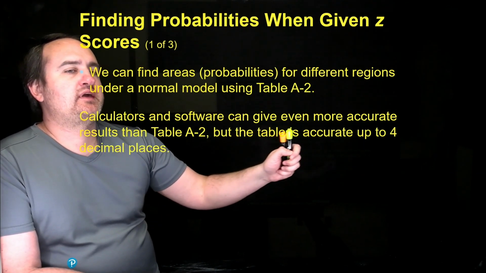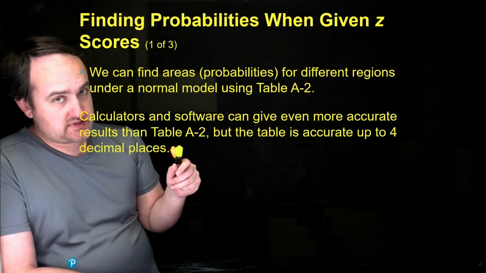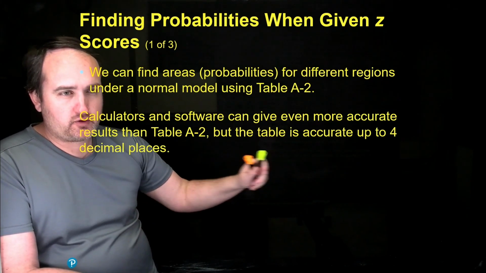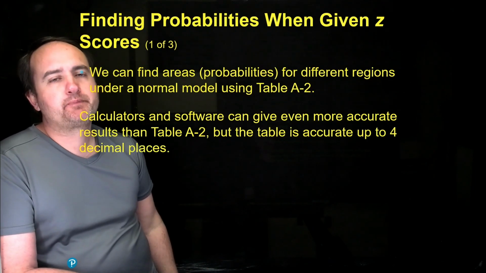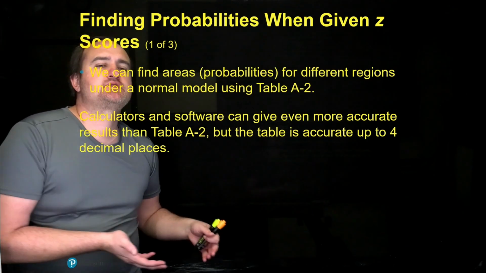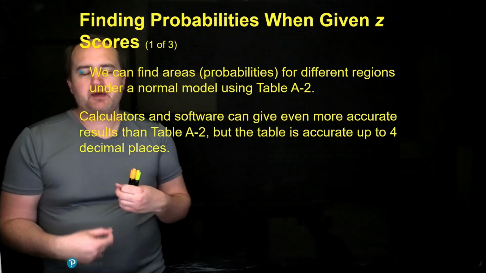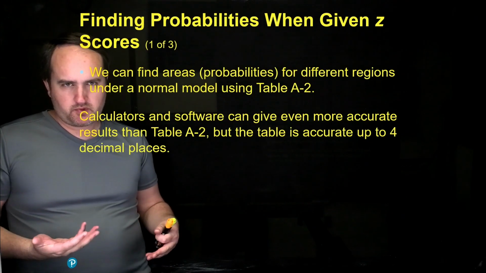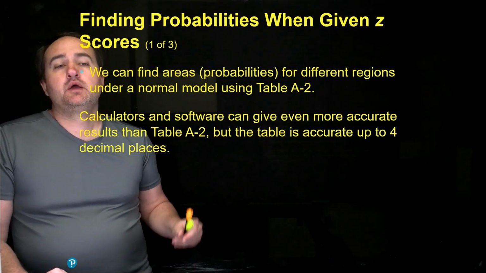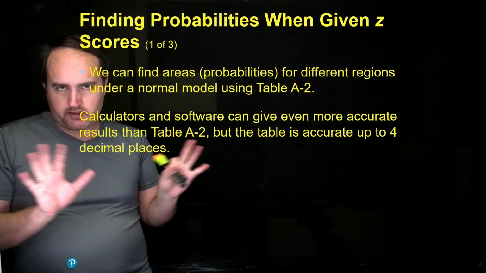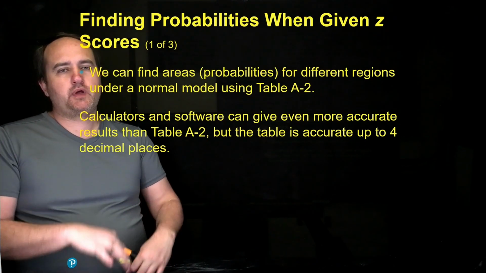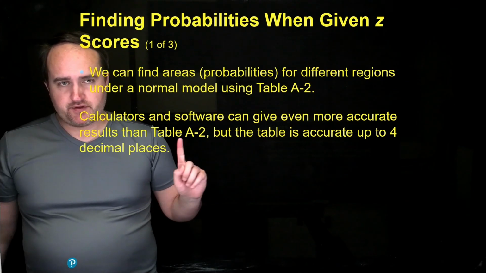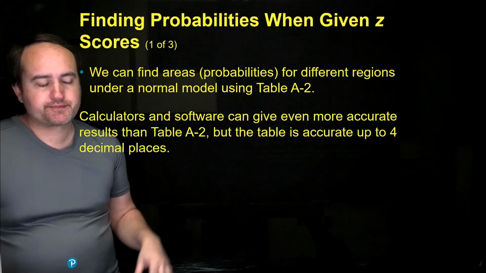Calculators and software can give even more accurate results than table A2, but the table is pretty accurate up to 4 decimal places. Sometimes if you do use a calculator or software, you may get slightly different numbers. We'll see an example of that. But when you're doing your homework, quiz, and exam in my course, you can always use table A2, and our software will automatically accept your answer if you're doing it correctly.